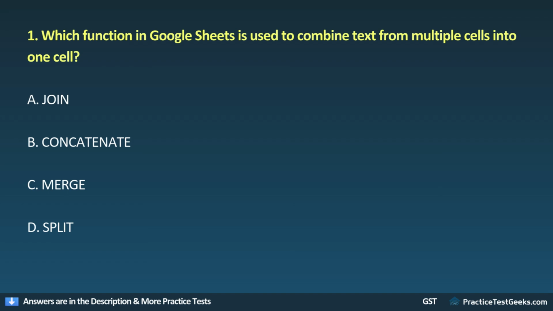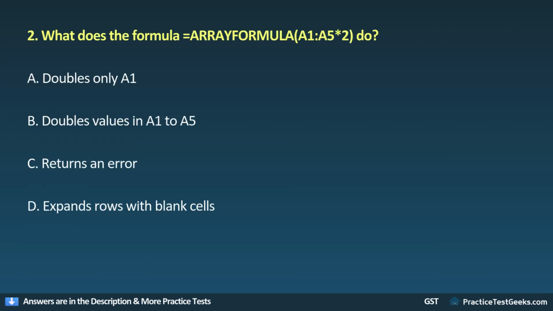1. Which function in Google Sheets is used to combine text from multiple cells into one cell? A. Join. B. Concatenate. C. Merge. D. Split. 2. What does the formula =ARRAYFORMULA(A1:A5*2) do? A. Doubles only A1. B. Doubles values in A1 to A5.